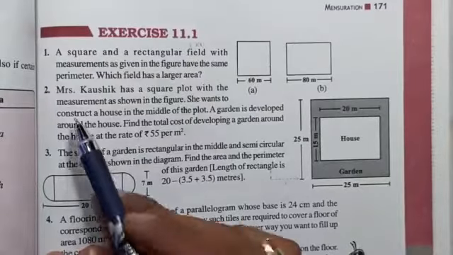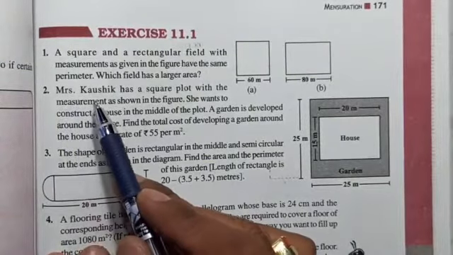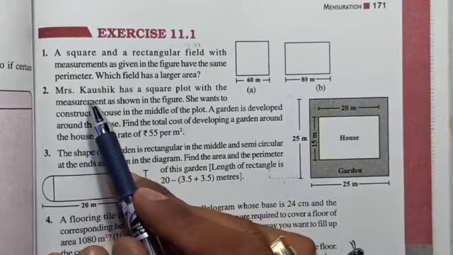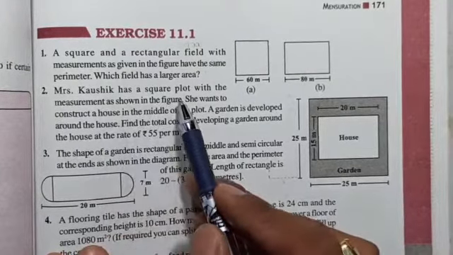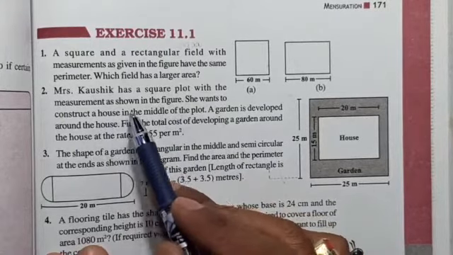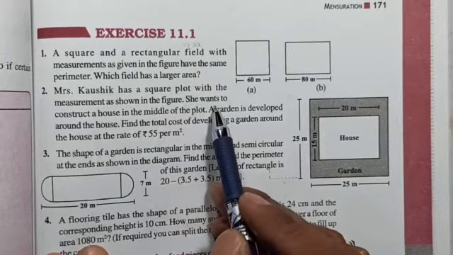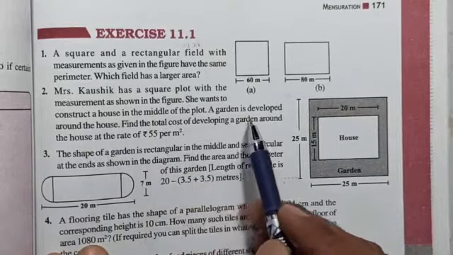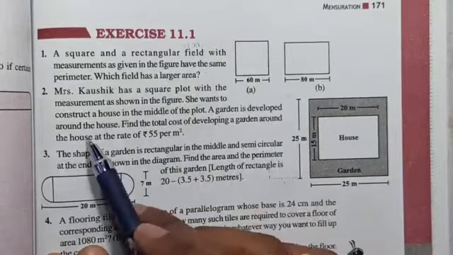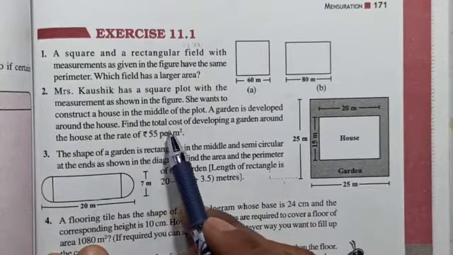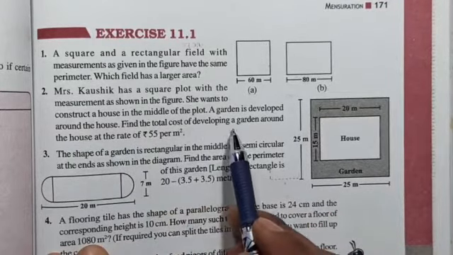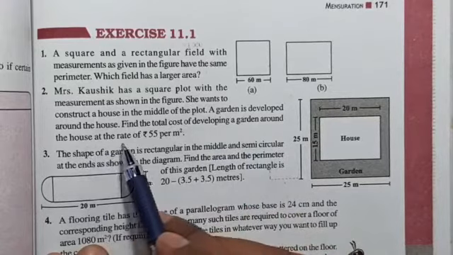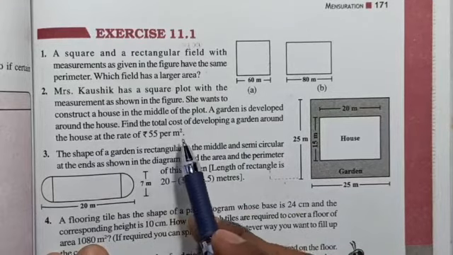Now let's write question number 2. Mrs. Kaushik has a square plot with the measurement as shown in the figure. She wants to construct a house in the middle of the plot. A garden is developed around the house. Find the total cost of developing a garden around the house at the rate of rupees 55 per meter square.